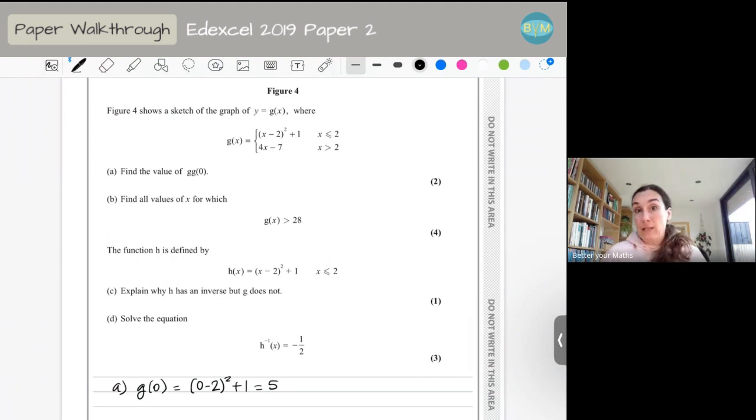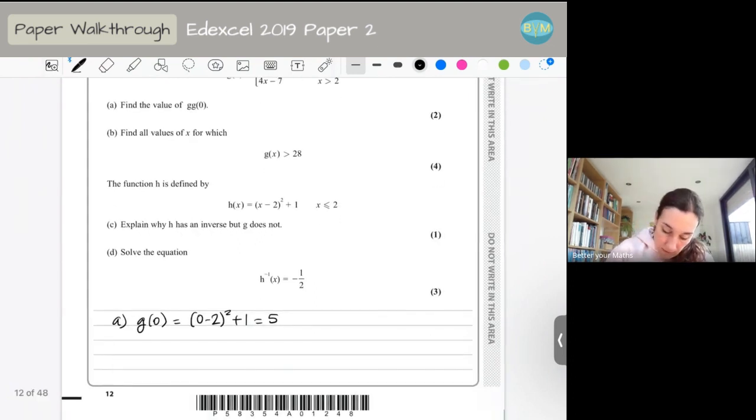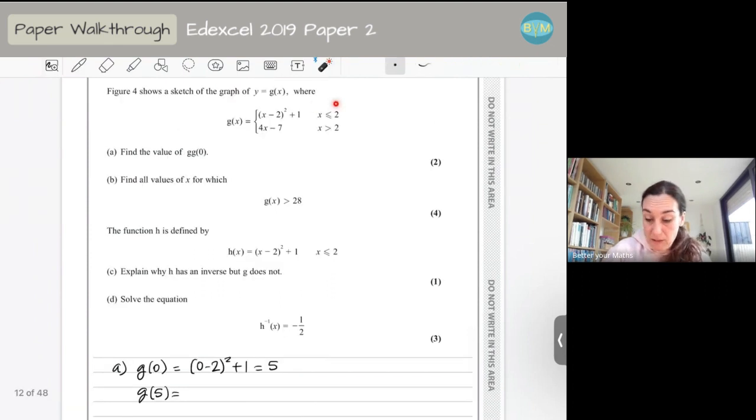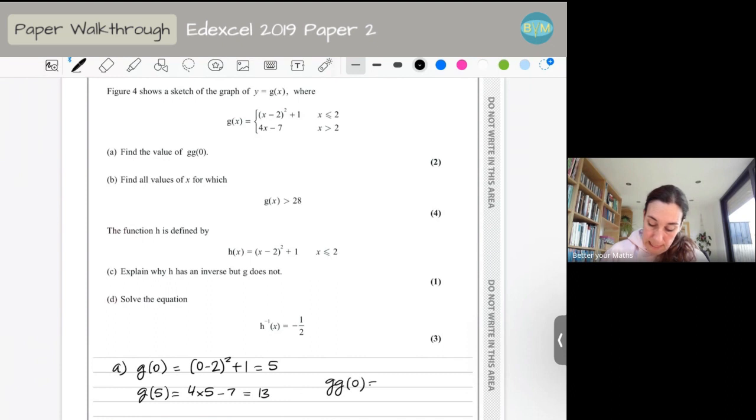And now you do g of that. So now we do g(5). But now careful because it's not the same function. Now 5 is greater than 2, so we have to use this function here. So our g(5) is going to be 4 times 5 minus 7, which is 13. So g(g(0)) is 13. Easy, quite straightforward. It is 2 marks, 1 per step.